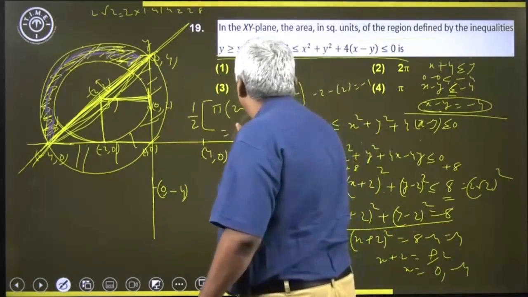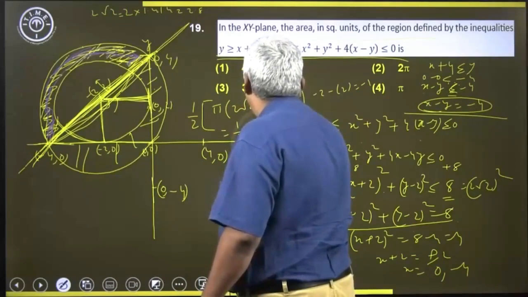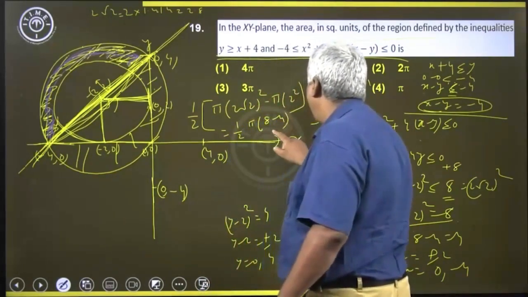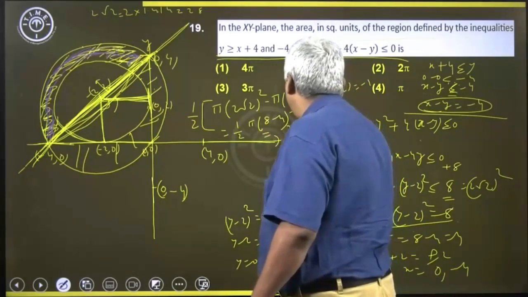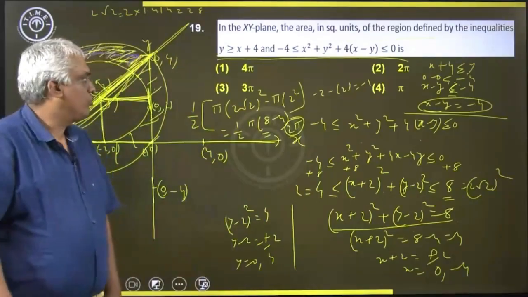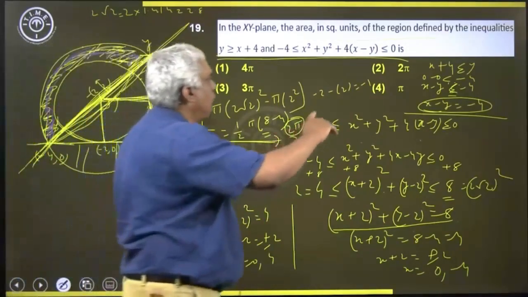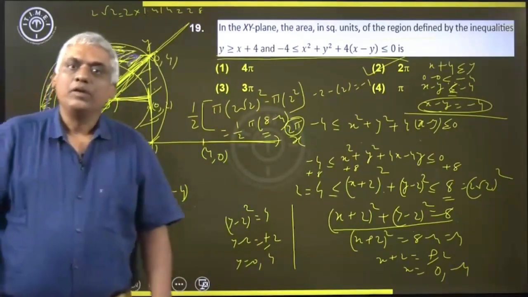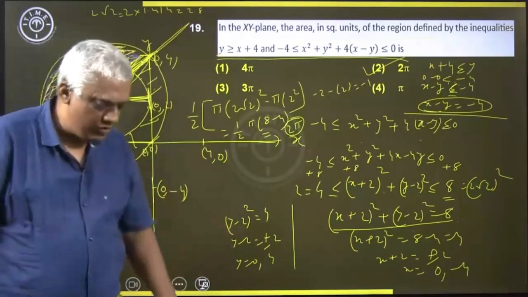So, half of that. It's half of pi, this will be 8 minus 4. So half of 4 pi. So the answer is 2 pi for this question. So I think option 2, right? So this is the answer, 2 pi. Okay. Sorry, I made a silly mistake. So that's why I got this thing.